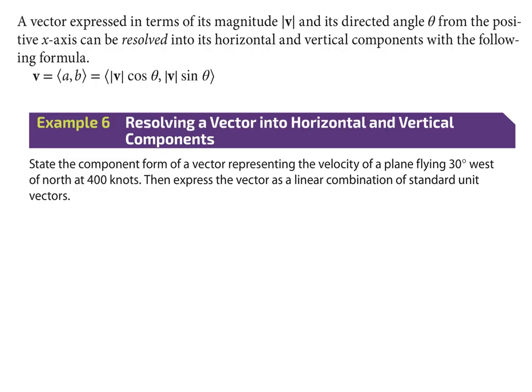So if you go to page 290 in your books, we are going to start with the term resolving a vector. So right above example 6, you'll see a vector expressed in terms of its magnitude. And remember, the magnitude looks like an absolute value. It can be a lowercase letter to tell you which vector they're specifically talking about. Its directed angle, theta, from the positive x-axis can be resolved into horizontal and vertical components.